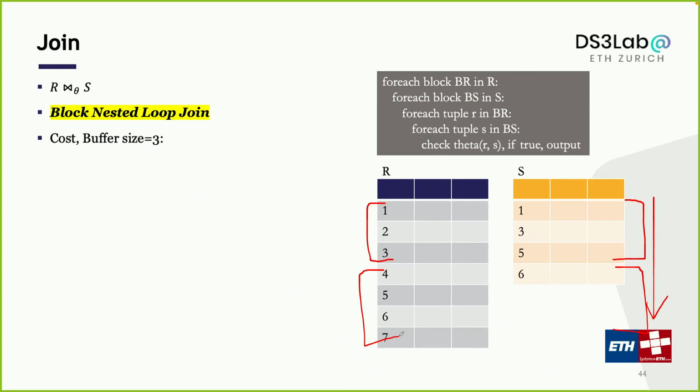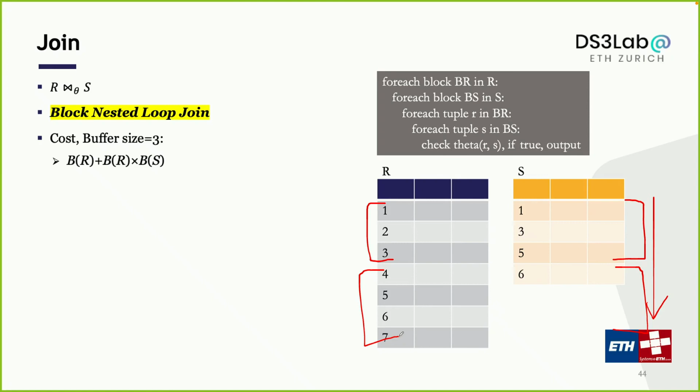What is the cost of this? What is the I/O cost of this algorithm? So essentially, for the R side, really nothing changed, right? I need to sequentially scan R. There's nothing changed. But the number of sequential scans you need for the S relation starts to decrease.